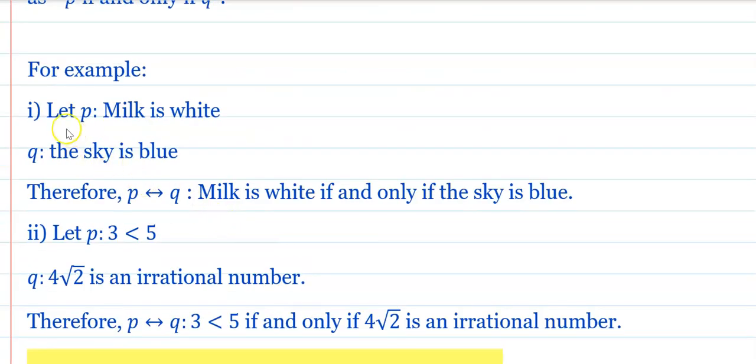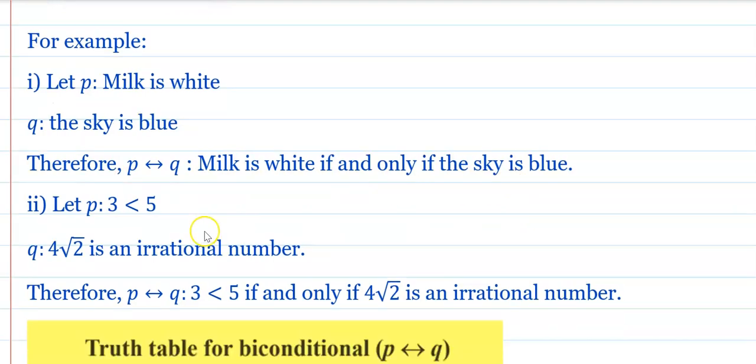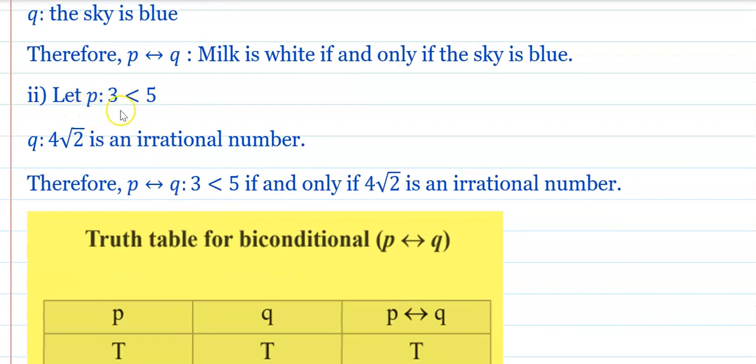Okay, for example, the first statement P, milk is white, Q, the sky is blue. Therefore, P double implication Q, milk is white if and only if sky is blue. This is the first one. Next, P, 3 is less than 5. Q, 4 root 2 is an irrational number. Okay, and therefore, we can connect by the biconditional. P double implication Q means what? 3 is less than 5 if and only if 4 root 2 is an irrational number.